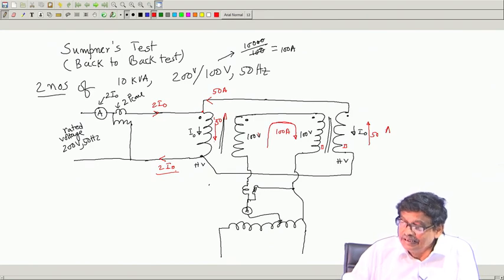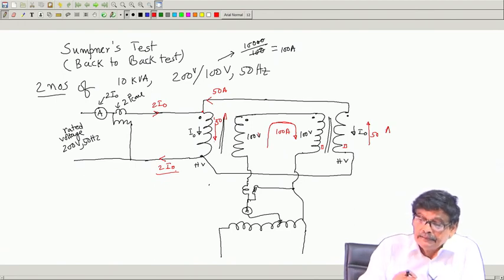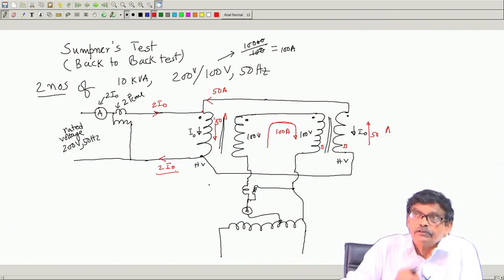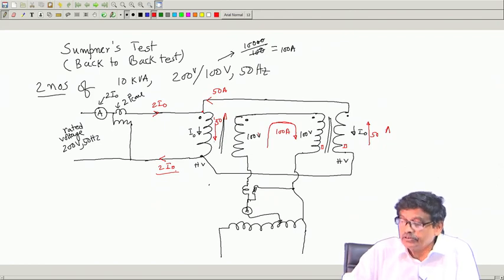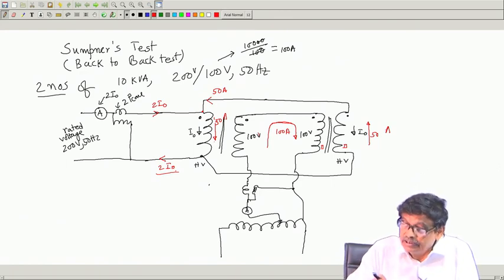Now, this transformer windings are carrying rated currents. Therefore, rated copper loss will take place and rated flux is also present. So, rated core loss will also take place and also windings are carrying rated current. So, rated copper loss. So, both the losses are present here.